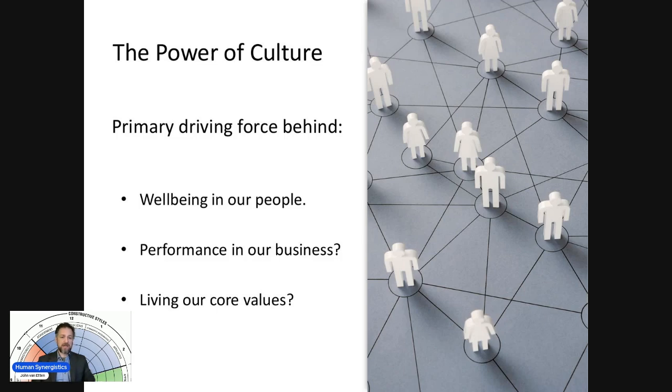So the first is that culture is the primary driving force behind these three key factors in organizations. The first is the well-being of our people. So when we think about things like employee motivation, satisfaction, intention to stay in organizations, their engagement level, those are strongly and primarily predicted by the culture within the organization.